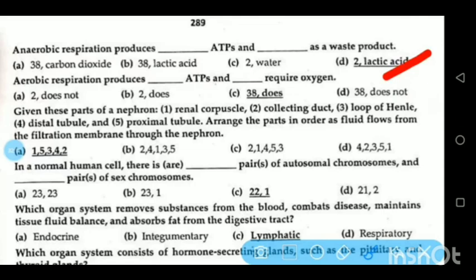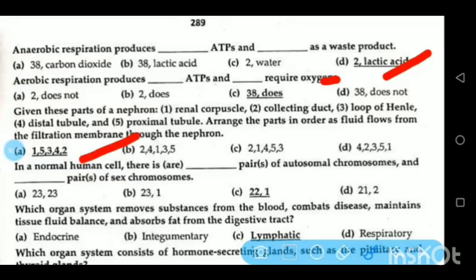Anaerobic respiration produces 2 ATPs and lactic acid as a waste product. Aerobic respiration produces 38 ATPs and does require oxygen. Given these parts of a nephron: 1. Renal corpuscle, 2. Collecting duct, 3. Loop of Henle, 4. Distal tubule and 5. Proximal tubule. Arrange the parts in order as fluid flows from the filtration membrane through the nephron.